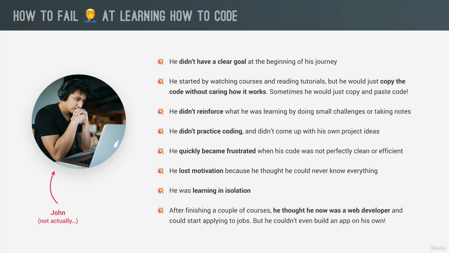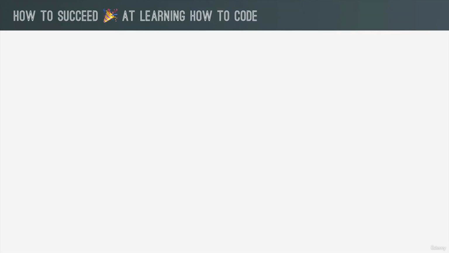Finally, after finishing a couple of courses, he thought he was now a web developer and could start applying to jobs. But no one would take him because recruiters soon found out that he couldn't even build a simple app on his own. So that's a long list of mistakes, but it's not too late for John. We can fix all these mistakes, right? So let me show you how.